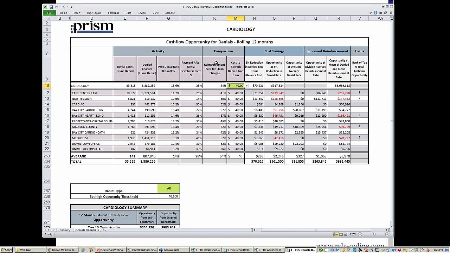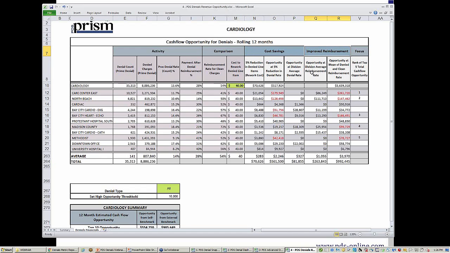So once you have the activity and the comparison, we're going to apply scenarios of what if we were able to perform better in a certain area? What if we were able to find a 5% reduction in denied rates? What would the cost savings of our rework be? What would the opportunity be in terms of getting the better reimbursement of what we're seeing? These what if scenarios are what allows us to identify outliers.